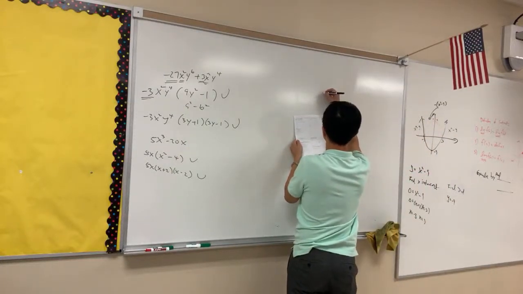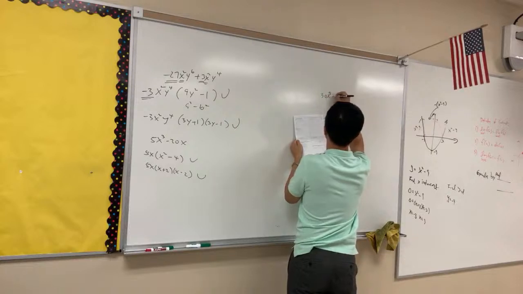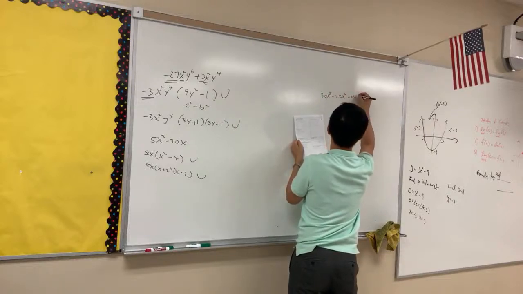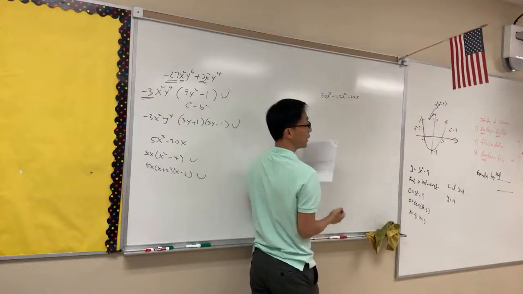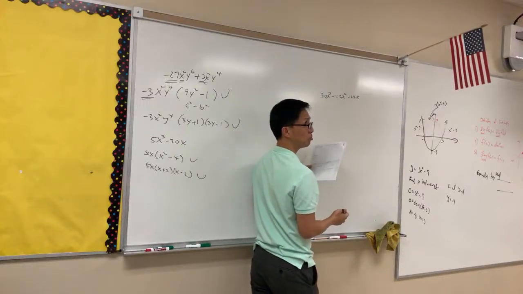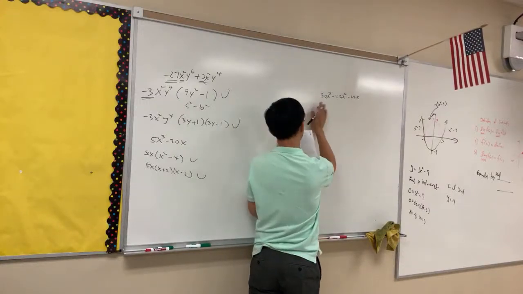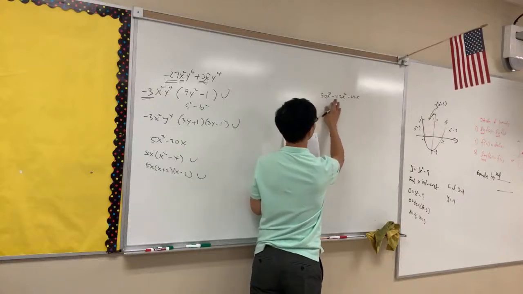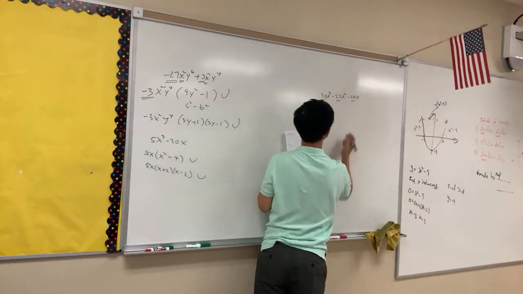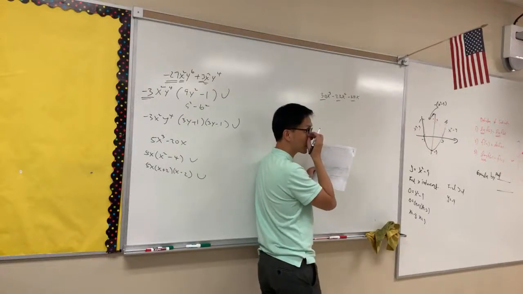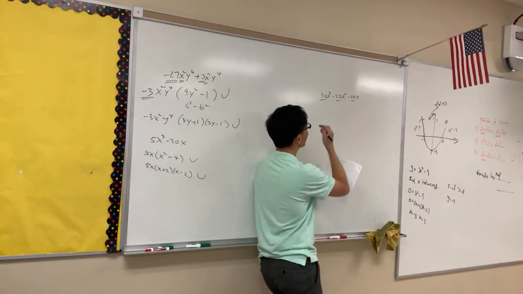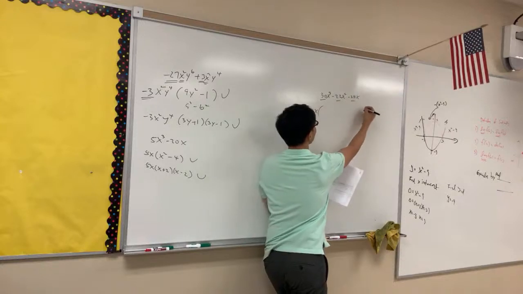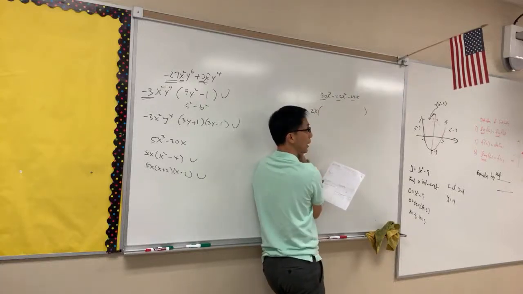Got it? So 30x to the cube minus 22x squared minus 24x. What is the GCF here? AJ, what's the GCF here? Look at the number first. They all have in common, which is they all what? You have 2 in common? 2 in common. 2x, good, perfect. What do you have left if you factor out 2x?